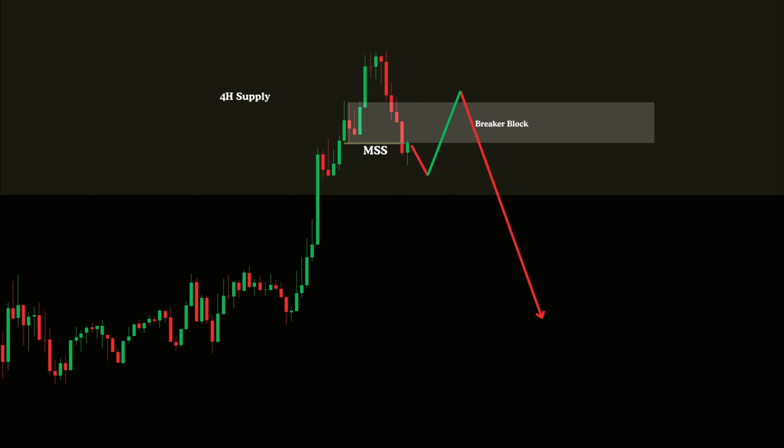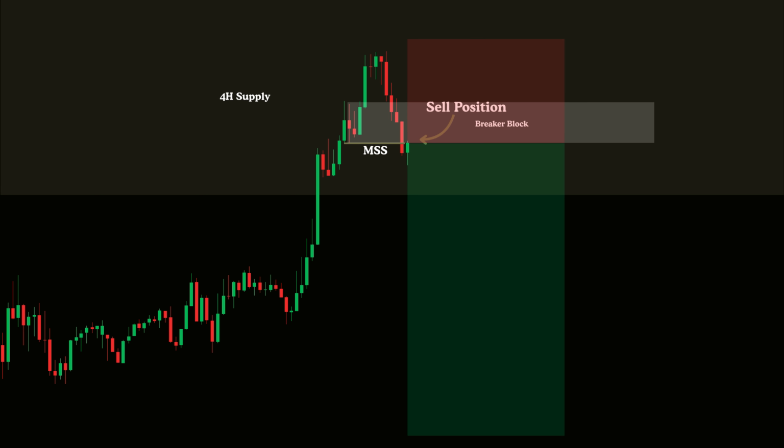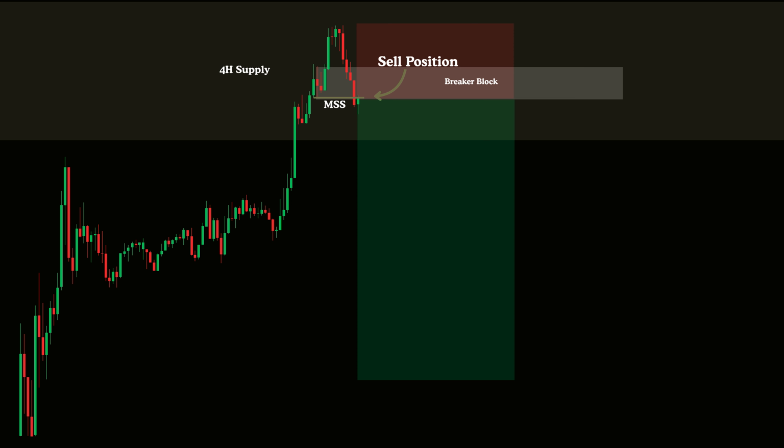With all confirmations in place, we can expect price to revisit the breaker block zone before continuing downward towards sell-side liquidity. Here's the plan. I'll set my entry at the lowest point of the breaker block, with my stop loss just a few pips above the higher high. For the take profit, I'm targeting the sell-side liquidity beneath this swing low, which gives roughly a 4-to-1 risk-to-reward ratio.